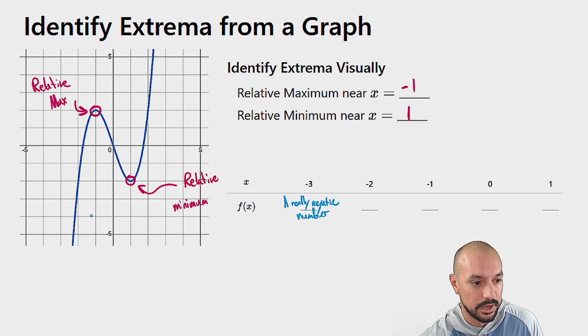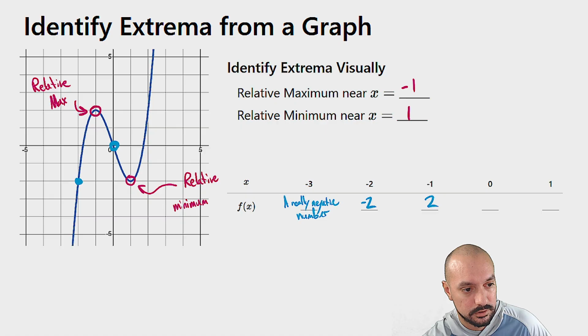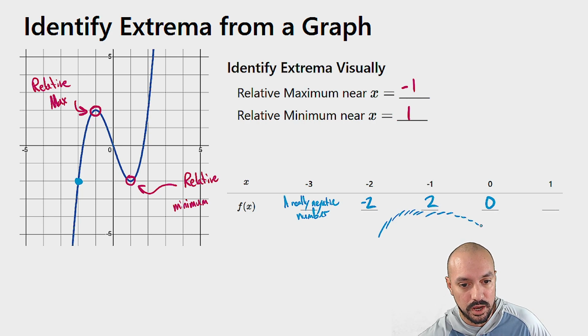If I look at x equals -2, now we're not quite as negative. Now this is at y equals -2. If I look at -1, we are now at y equals 2. And if I look at 0, we're now at y equals 0. So I can see that for us to go from a y value of -2 to a y value of 2 back down to a y value of 0, there had to be some type of peak here.